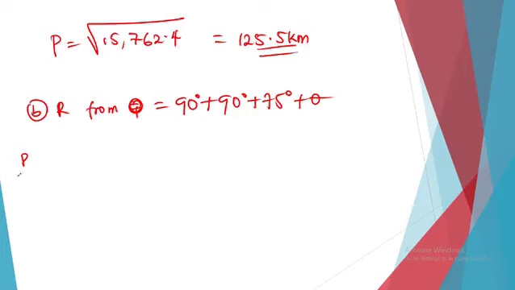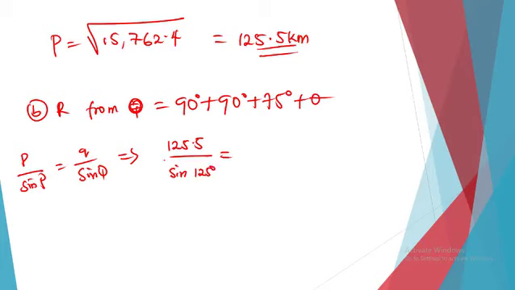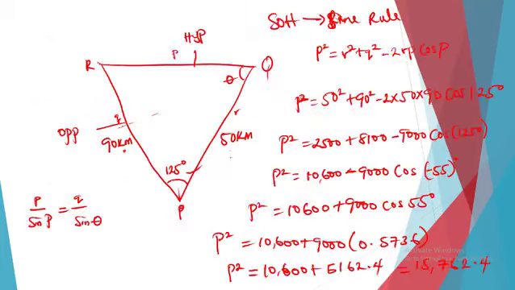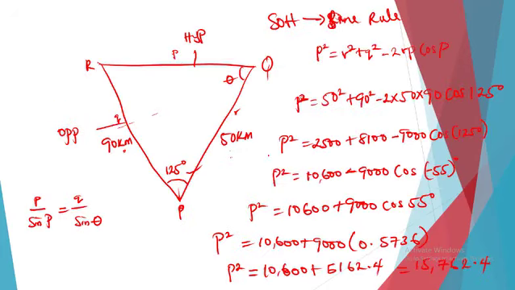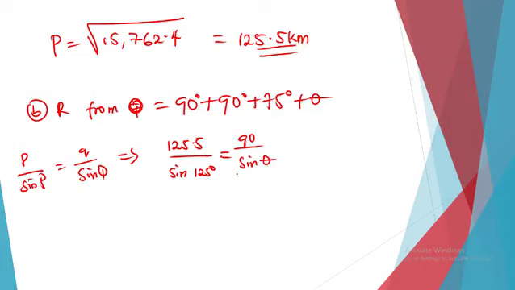So let's go over. We have P over sine P equals Q over sine Q. Okay, let us start. What's the value of our P? Our P is given to be 125.5 all over sine angle at P, which is 125 degrees, equal to our line Q. What's our line Q? 90 kilometers. Okay, so we have 90 all over sine Q, which is not given, which is given to be theta. So we have sine theta.